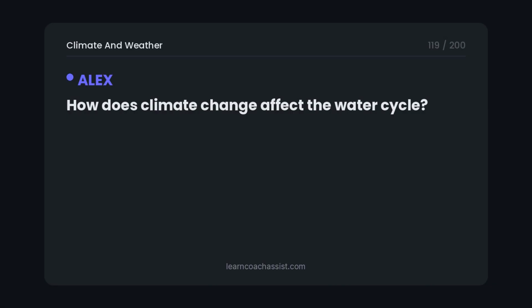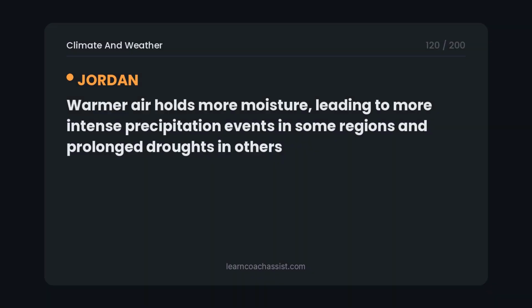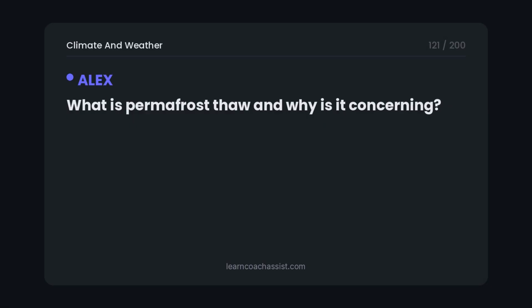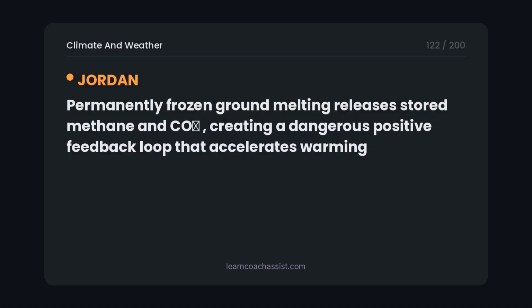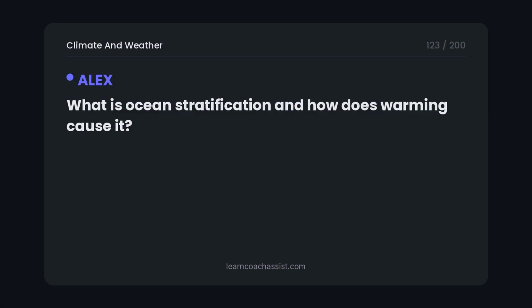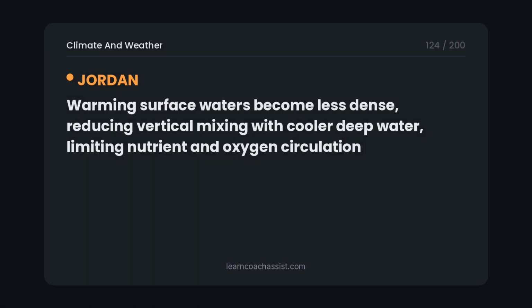How does climate change affect the water cycle? Warmer air holds more moisture, leading to more intense precipitation events in some regions and prolonged droughts in others. What is permafrost thaw and why is it concerning? Permanently frozen ground melting releases stored methane and CO2, creating a dangerous positive feedback loop that accelerates warming. What is ocean stratification and how does warming cause it? Warming surface waters become less dense, reducing vertical mixing with cooler deep water, limiting nutrient and oxygen circulation.